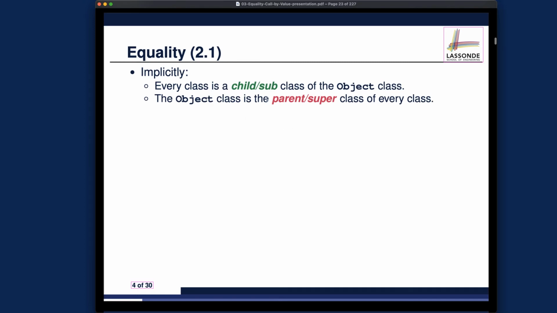The Object class is the parent or superclass of every class. So you can think about it as the relation between child and parent. They are more like a bidirectional, symmetric relation. If you say one class is the child class of the Object class, then symmetrically, the Object class is definitely the parent or superclass of that class.